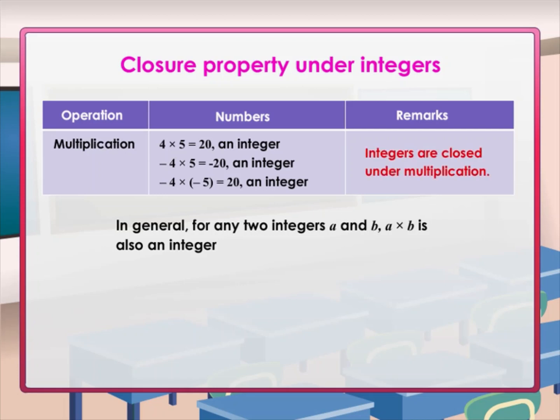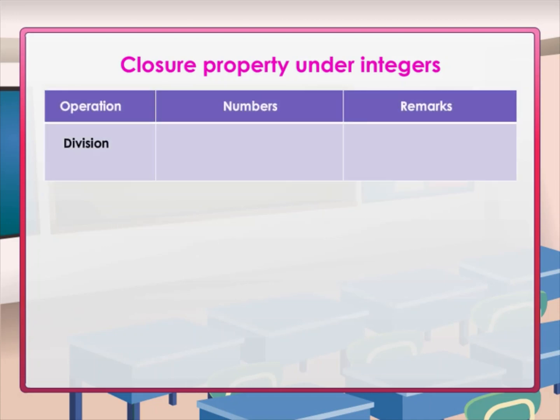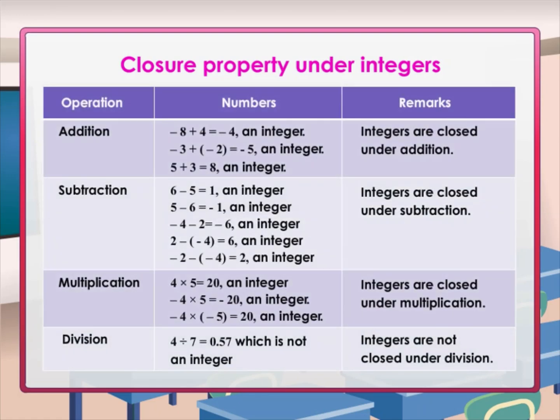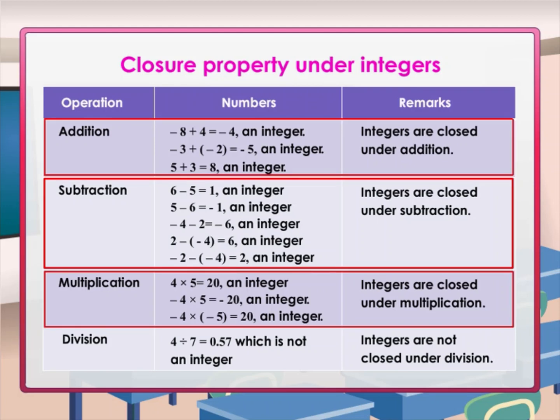Integers are closed under multiplication. Last operation is division. If we divide two positive integers, say 4 divided by 7, we get 0.57, which is not an integer. Integers are not closed under division. From this table, you learned that integers are closed under addition, subtraction, and multiplication, but not under division.